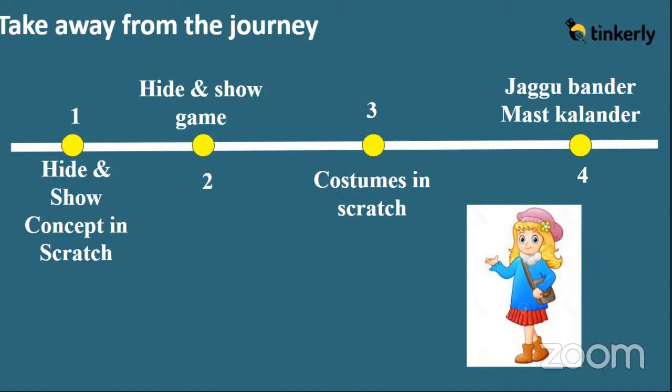So the first thing we learned about is the hide and show concept, that when we click on hide, our sprite hides, and whenever I click on show, then our sprite is visible to us. The second one is the hide and show game, in which whenever I click on my sprite, my score increases. Okay. And third, we have learned about costumes. Costume is nothing but an alternate appearance of a sprite. So we changed the costumes using Next Costume, and it looked like our sprite is dancing with the help of next costumes.